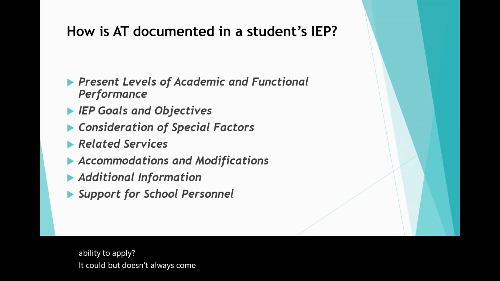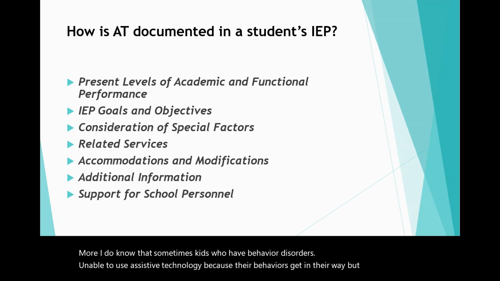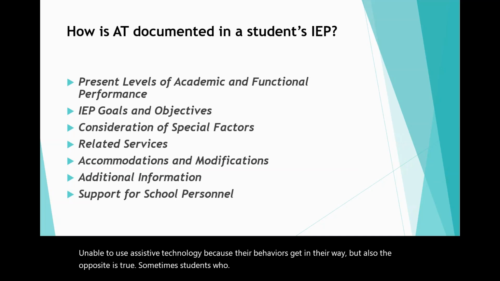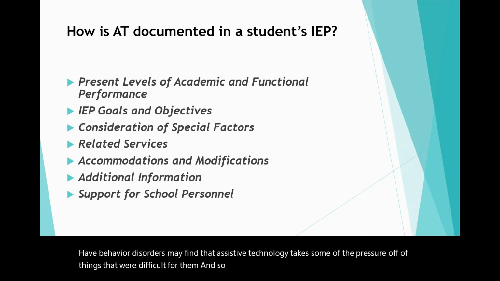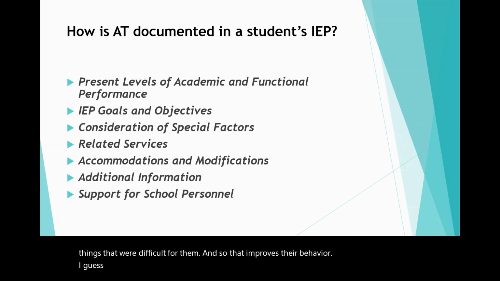Again, I think maybe we need some clarification on that question, or at least a chance to think that out a little bit more. I do know that sometimes kids who have behavior disorders aren't able to use assistive technology because the behaviors get in their way, but also the opposite is true. Sometimes students who have behavior disorders may find that assistive technology takes some of the pressure off of things that are difficult for them, and so that improves their behavior. I think that's kind of a big question for today.